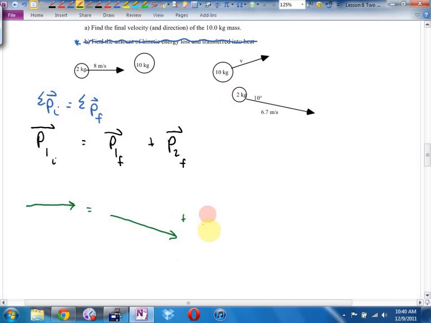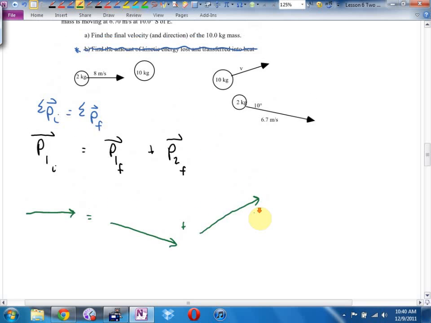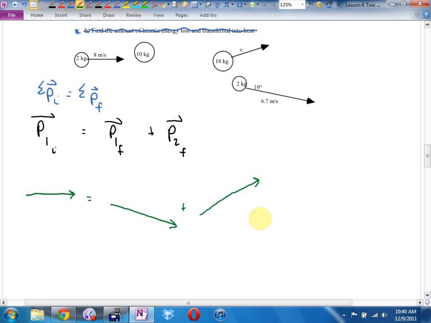I can fill in some of these because momentum is what times what, Bree? 16. Yeah? Right? Oh, this is mass. Oh, I can do this one. 2 times 6.7, which is, I think, 13.4? 13.4. Can I fill in this one? Nope. So I'm just going to label that as mass 2 final.